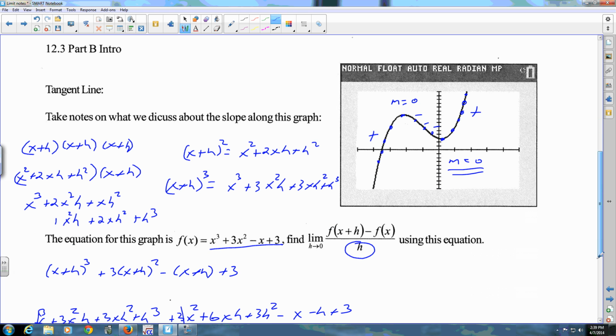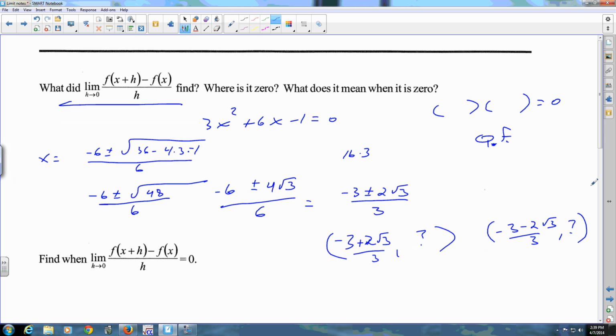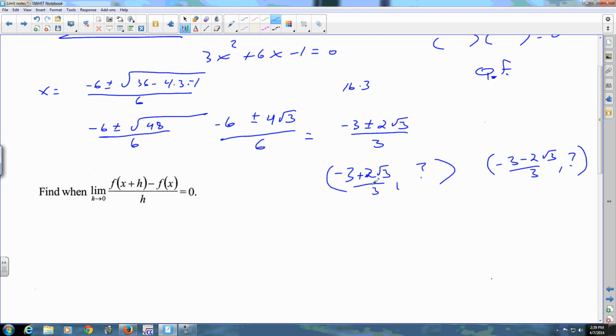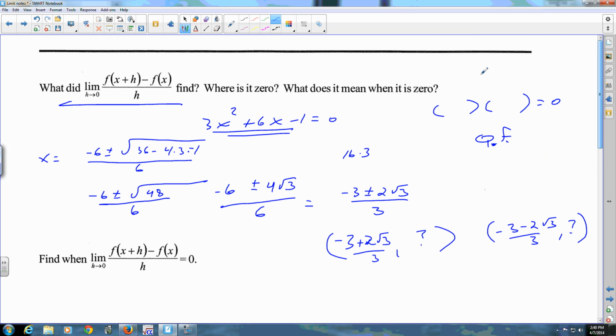You found the x values for the minimum and maximum is what you just did. To find the y values, you would plug those back in, not into the slope. That's just going to give you 0. You have to plug it back into the original equation.